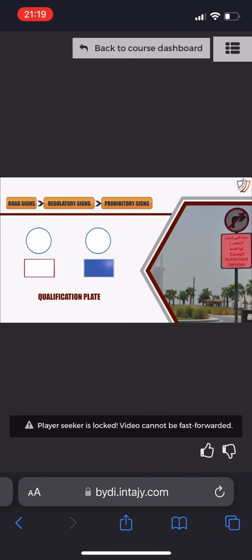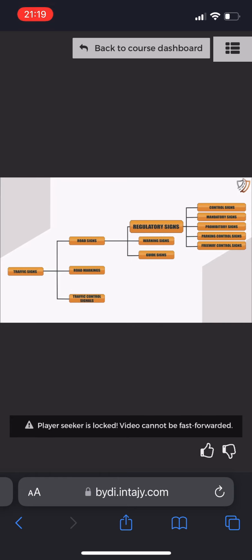Qualification plate. This plate is a supplementary sign, which is always attached with other signs. It displays the limitation regarding the attached sign. These plates are in rectangular shape and are found below other signs and display the information on the plate related to the sign. For example, it can be used below "No hazardous material," and the qualification plate will display the timings. Now you will learn about the fourth type of regulatory sign, that is, parking control signs.